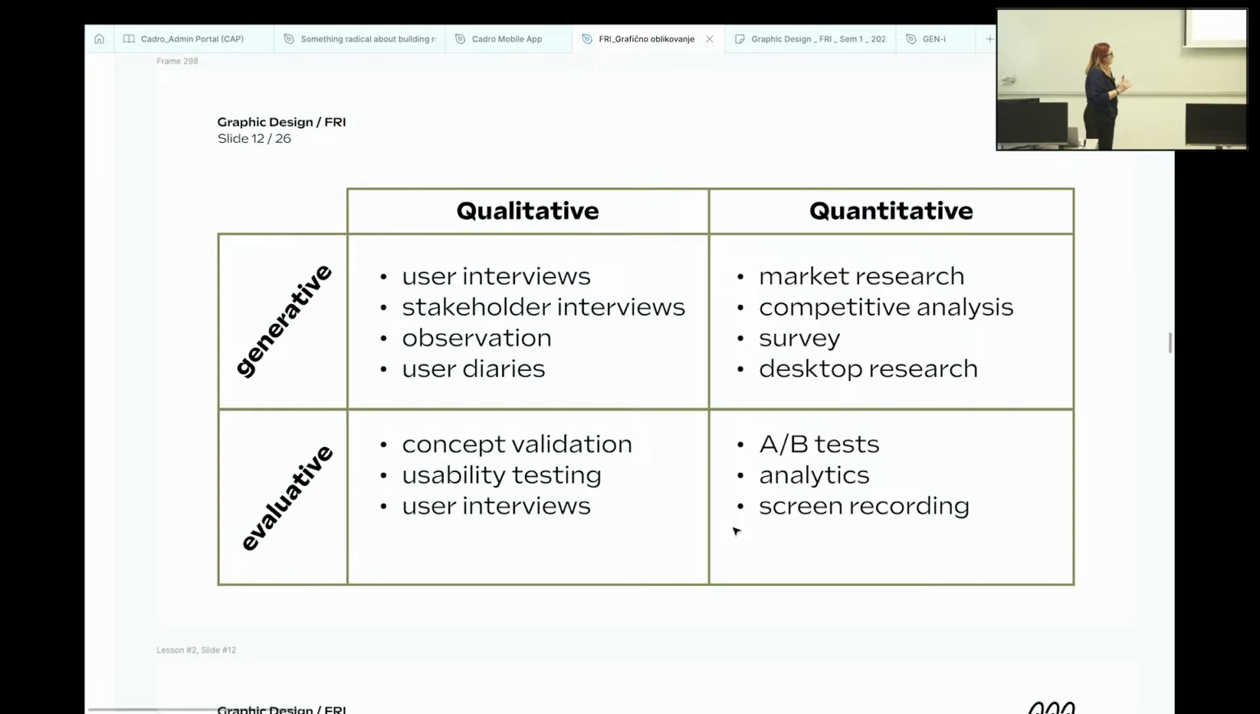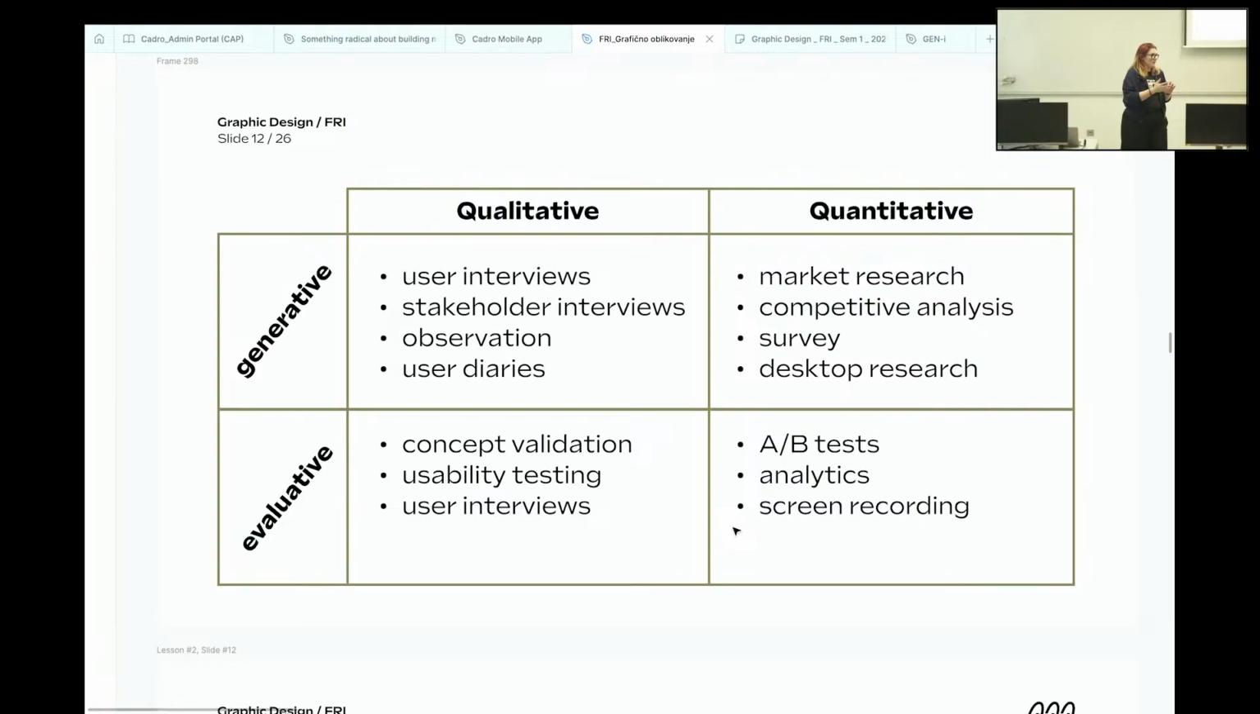Concept validation, this is something that you will be doing here. So after the discovery, we create the first solutions, and we call it a concept, and we validate with users. So, meaning we get first feedback on how good our solution is working. Usually, it's different to usability testing, which is next on the list.